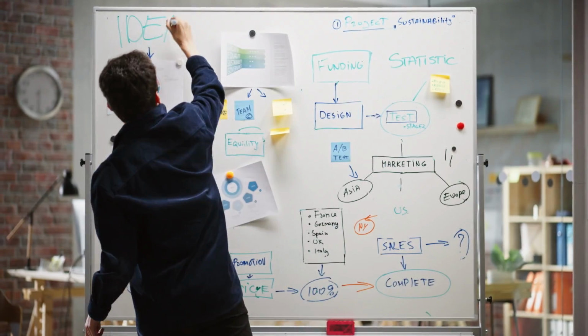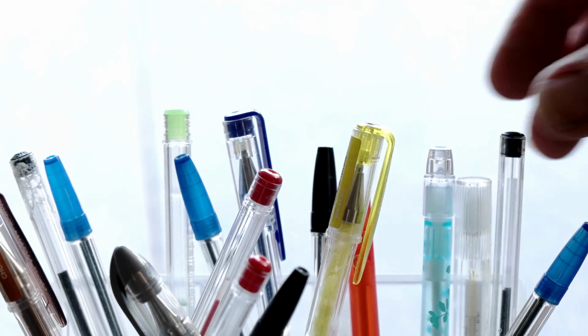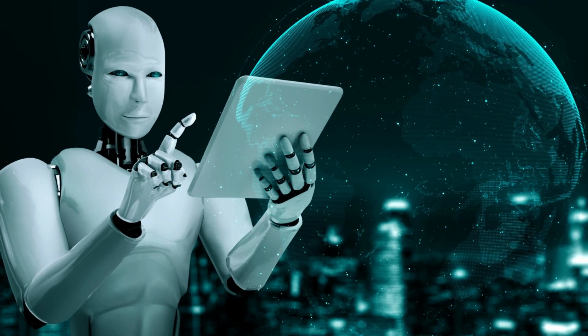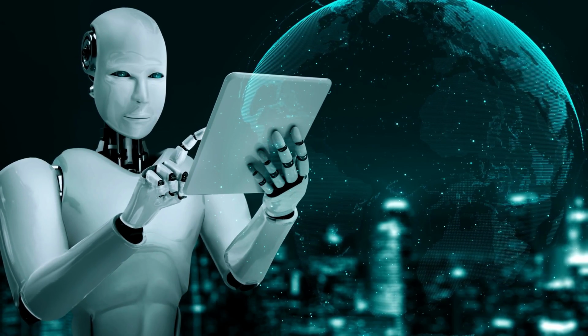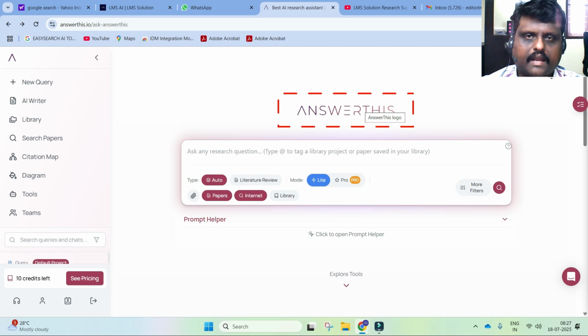So let us go on to today's video and let us discuss what the important options available in this AI tool are and also how you can use this AI tool for your academic writing. The AI tool we are going to discuss today is Answerthis. This is one of the best AI tools, having different kinds of options related to our academic purposes. So we will explore them one by one.